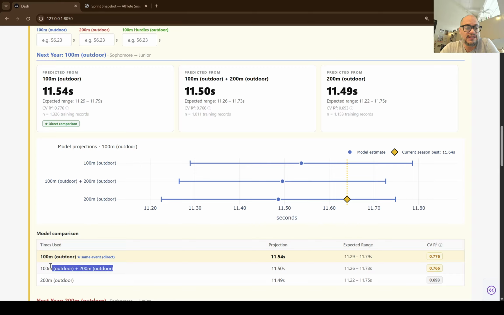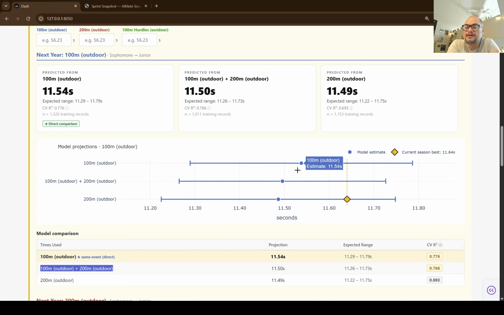And we can also do any combination of two events. Like in this case, we have the 100 meter outdoor and 200 meter outdoor to help give a prediction. We see here that the current best of 11.64 leads to about this point. Now we see a spread in the estimates, which is completely normal because, especially with high school athletes, there's a lot of variability in what people have run in the past. So this is just kind of a point here. We can look at the midpoint just to give us a guide to what their potential performance could be.